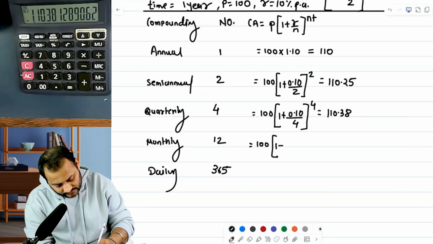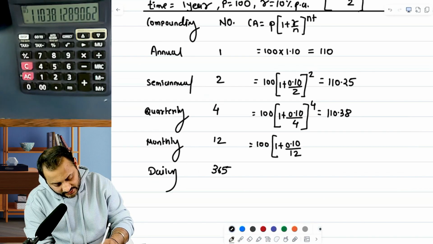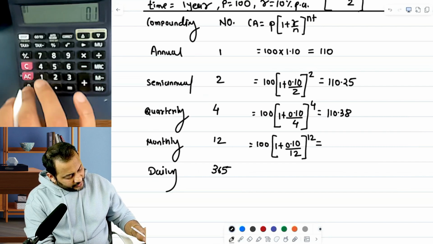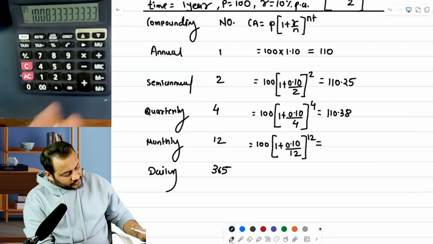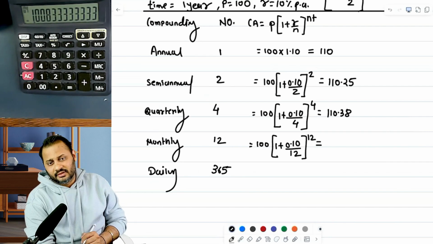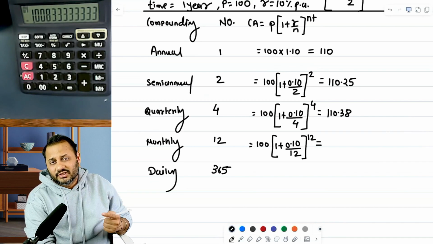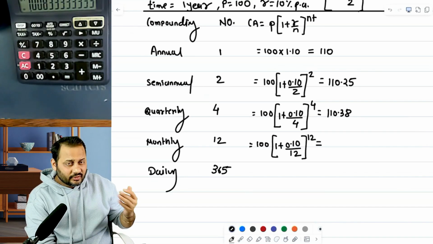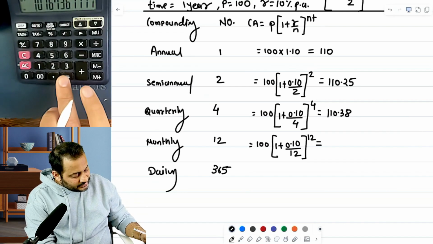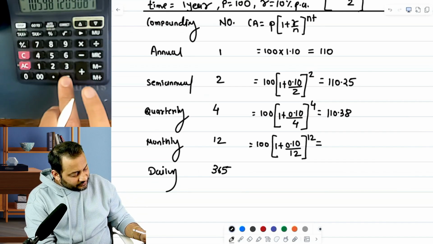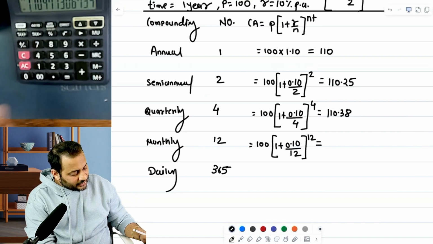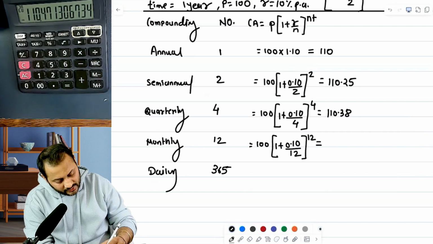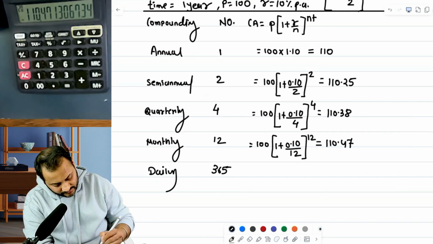100 in bracket 1 plus 0.10 divided by 12 to the power 12. See, 0.10 divided by 12 plus 1. So this is my answer, 1.08333. I have to calculate the value of this to the power 12. First time though I have already written. I am going to do it from second, then second, third, fourth, fifth, sixth, seventh, eighth, 9, 10, 11 and 12. 1.1047. This multiplied by 100. So it will give you 110.47.